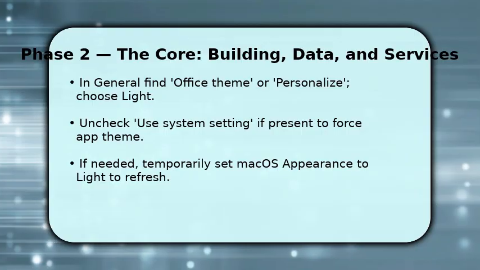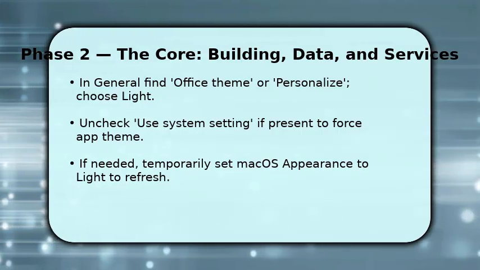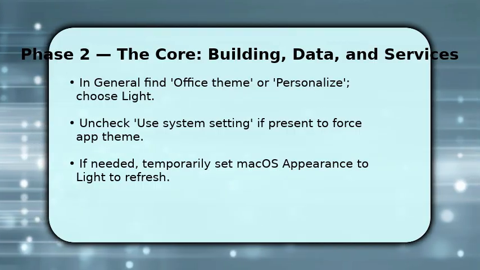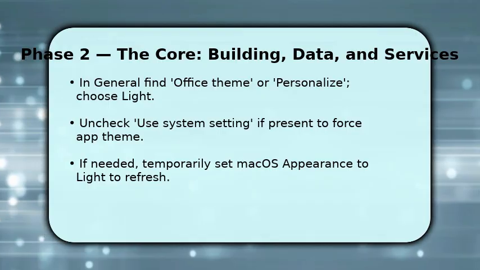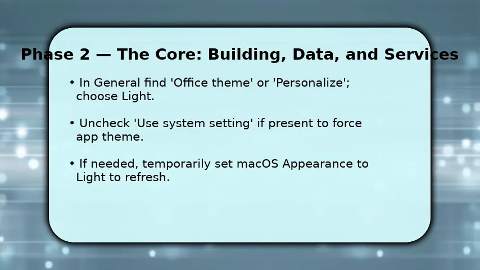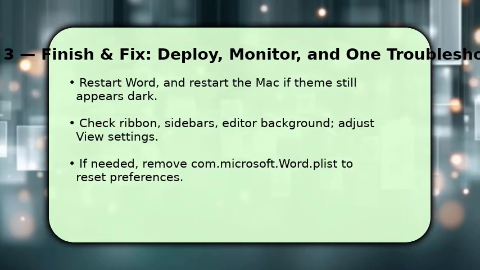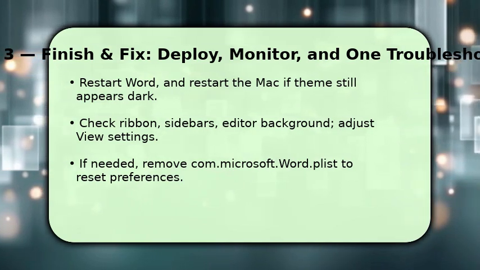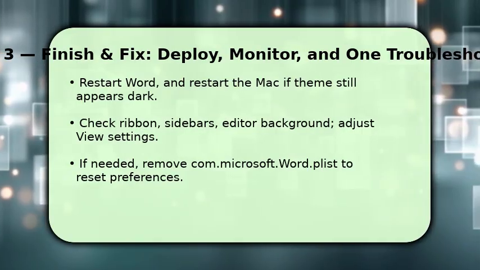Once done, close Preferences and check an open document to confirm the background and ribbons are light. If color persists, also go to Mac OS System Settings Appearance and temporarily switch to Light so Word can reset its theme cache. Final steps: restart Word to apply all changes, and if necessary, restart the Mac to clear system theme memory. Make sure Auto Update is on so future updates keep labels consistent.